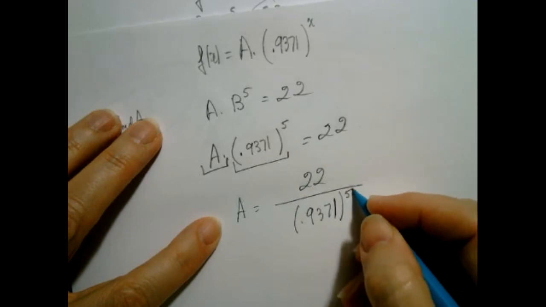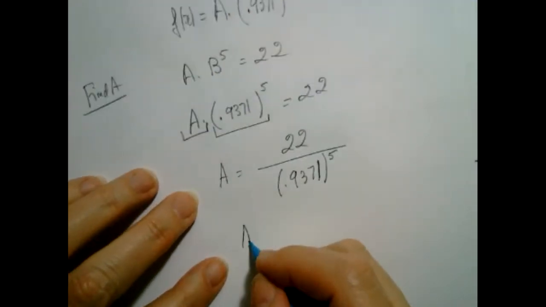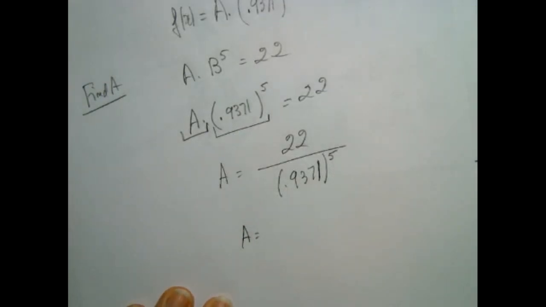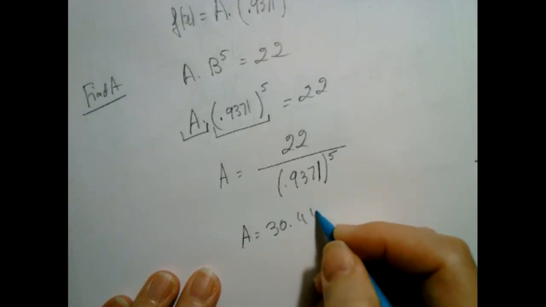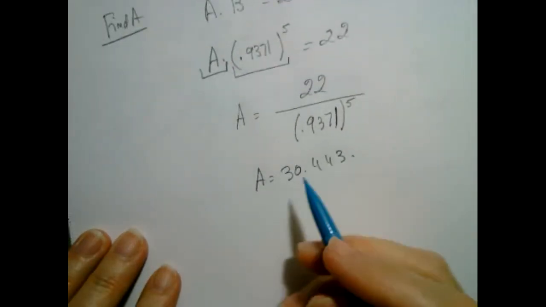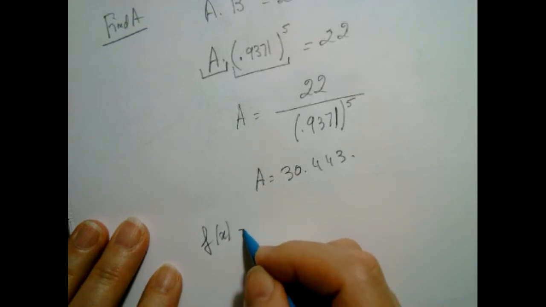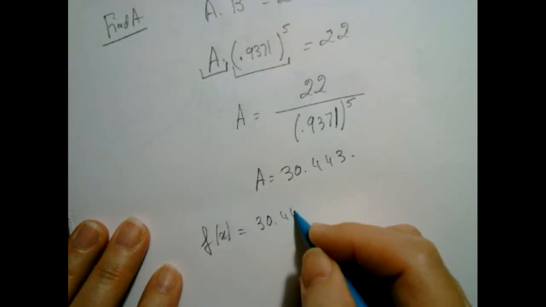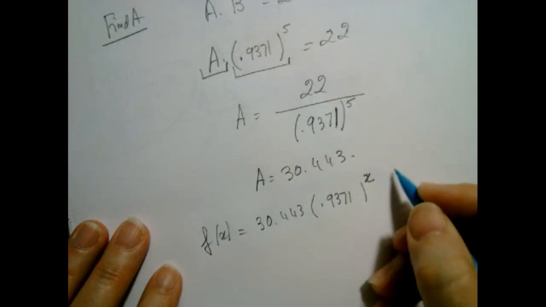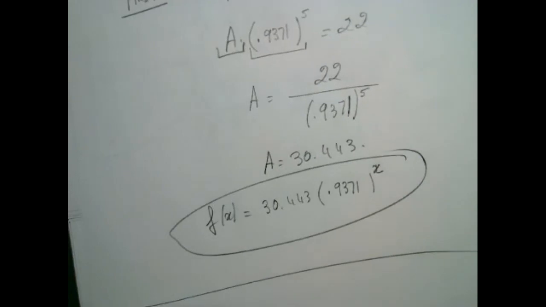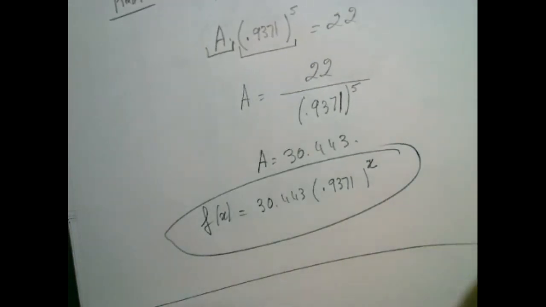We've done problems along those lines. This is just a review. So my a would be, and that's why my calculator kicks in, 22 divided by 0.9371 to the power 5, and I am getting 30.443. So it means my function f of x would be my a, to the power x. The numbers are a little bit not very nice, but it's all right. So this is just a small review.